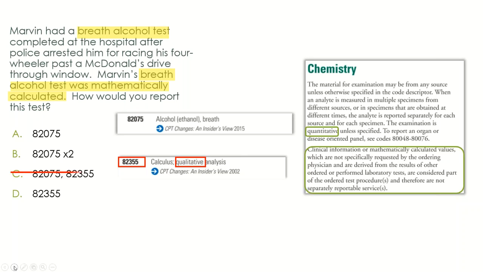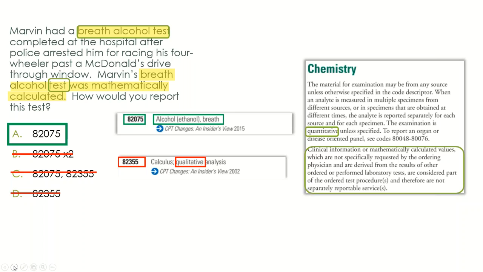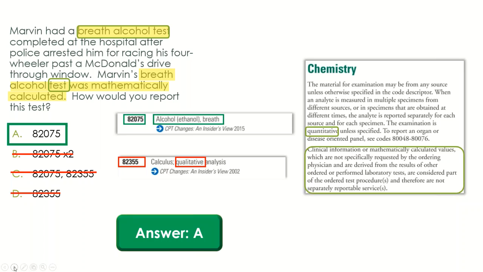So this is going to allow us to eliminate the two answers that include 82355. Some people picked 82075 twice, maybe because they thought you bill it once for the test itself and once for calculating, but that's also incorrect. We only have the one test, and as our guidelines indicate, the calculation is included in the cost of the test, so we can eliminate B, and that brings us to A as our solution. I don't see any parenthetical guidelines that tell me that I need to look anywhere differently. So A is our answer.